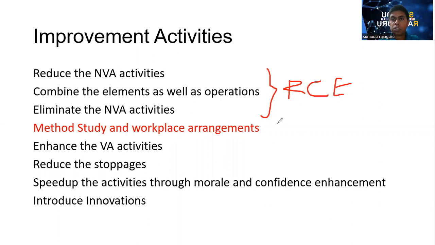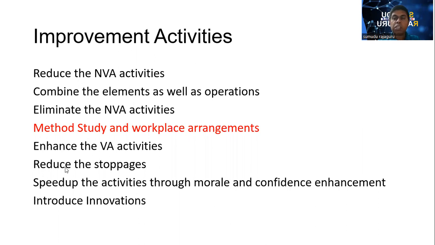In here, the red color sentence: method study and workplace arrangement. If we want to reduce, combine, or eliminate, definitely we have to do the method study. And based on the method studies, we have to do the workplace arrangement related activities. After we address the non-value adding activities, as I told previously, then we can think about how to enhance the value adding activities.